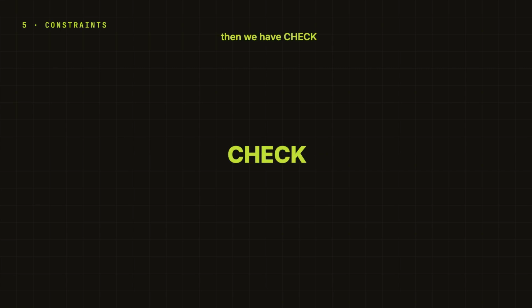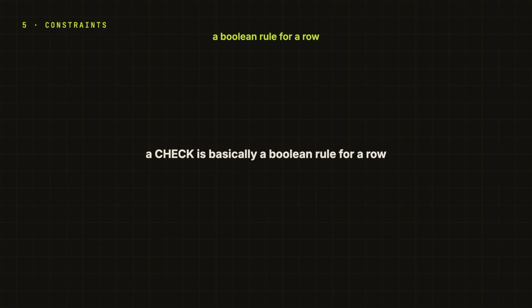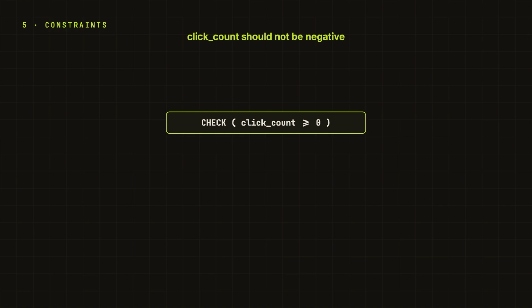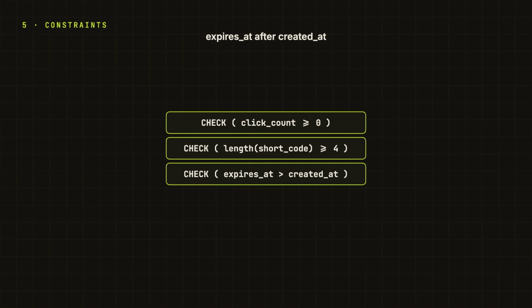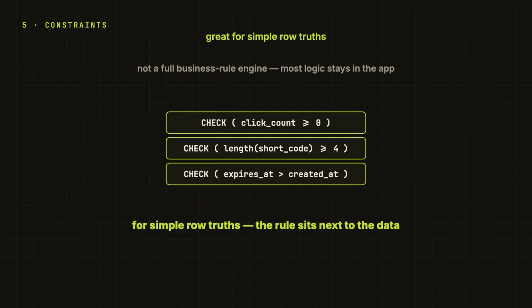Then we have CHECK. A check constraint is basically a Boolean rule for a row. For example, if we store a click count, it should not be negative. Or maybe short code length should be at least 4. Or expires_at should be after created_at. If the row violates the expression, the database rejects it. I would not treat check as a full business rule engine. A lot of business logic still belongs in the application. But for simple truths about a row, it is very useful. The rule sits next to the data itself. That is why it works.